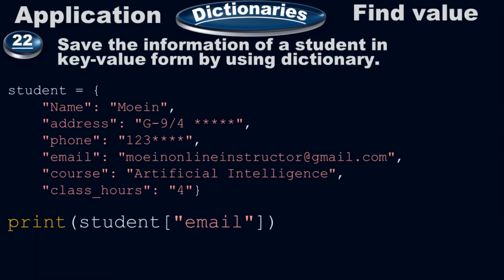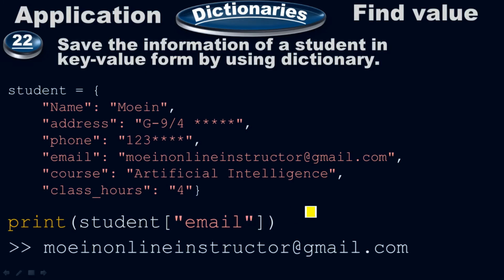But what if I take a print of student of email? It will return the whole email address. This time I took print with the student of email. So email is the key. And Moeinuddin online instructor at gmail.com is the value. So it will return its value. The value is Moein online instructor at gmail.com. It returns the value for the email. What is email? Email is the key.